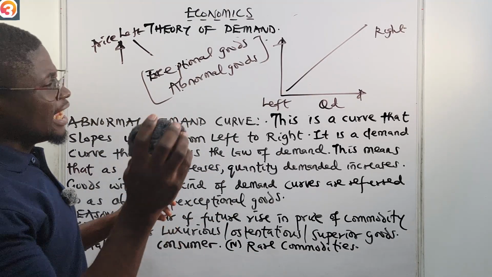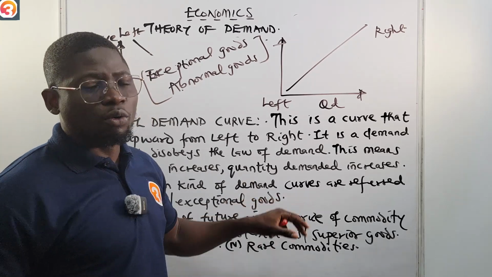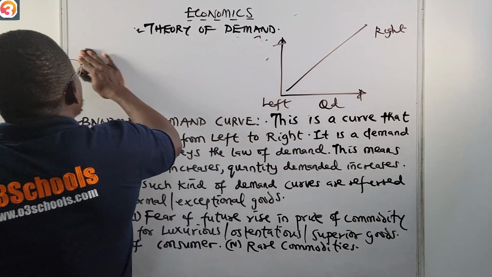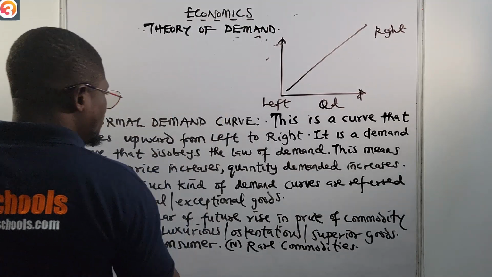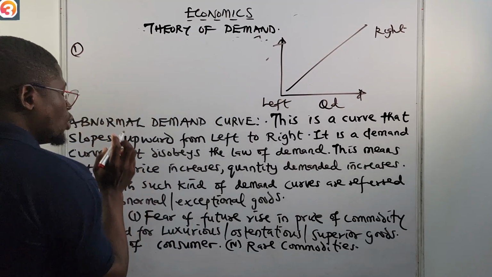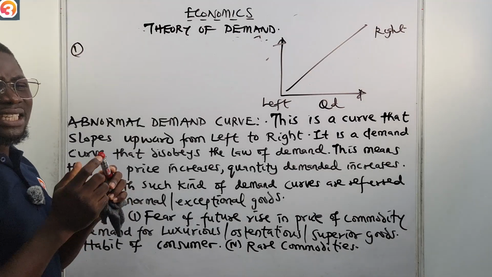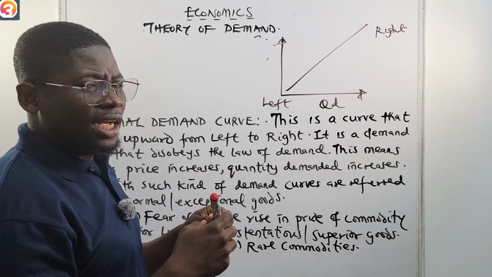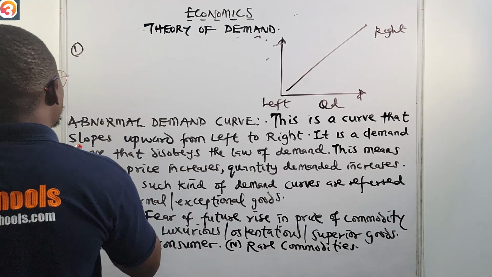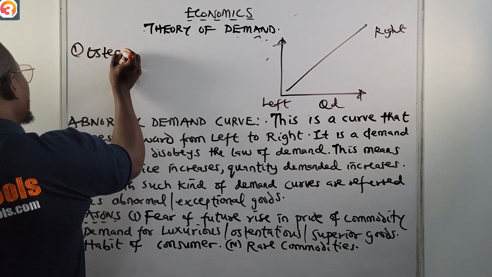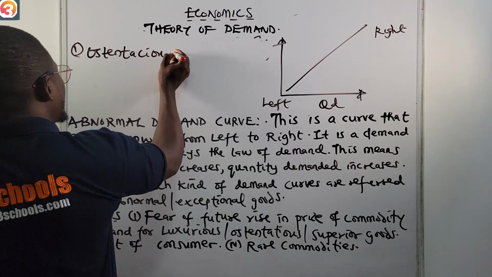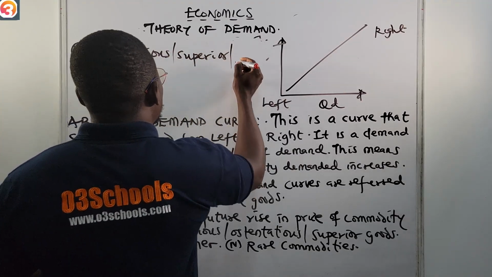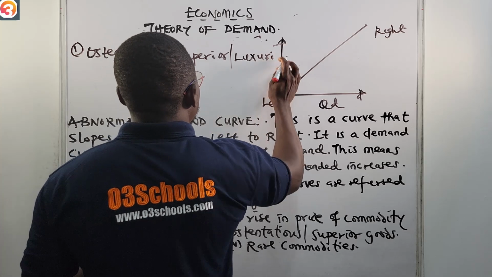All right. Now let us see the two types of abnormal goods that we have. Please take note of that. Number one, we have the one we call the ostentatious goods, or the one we call the luxury goods, or the superior goods. Number one, we have ostentatious goods, or we call it superior, or we call it luxurious.